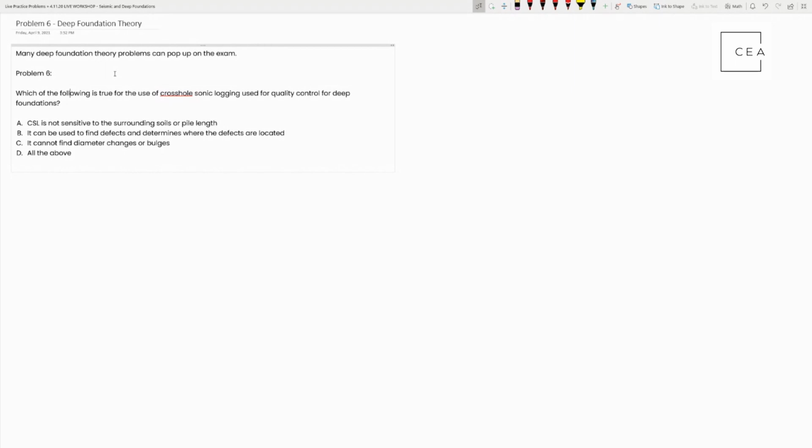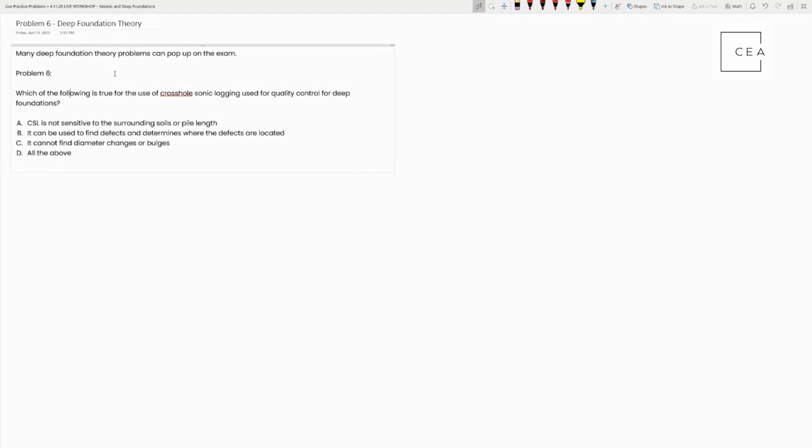So, yeah, you just don't want big honeycombs, big voids in your concrete matrix. Blowouts with soil coming into it. Exactly. So, okay, let's look at this. Which of the following is true for the use of cross-hole sonic logging used for quality control for deep foundations?